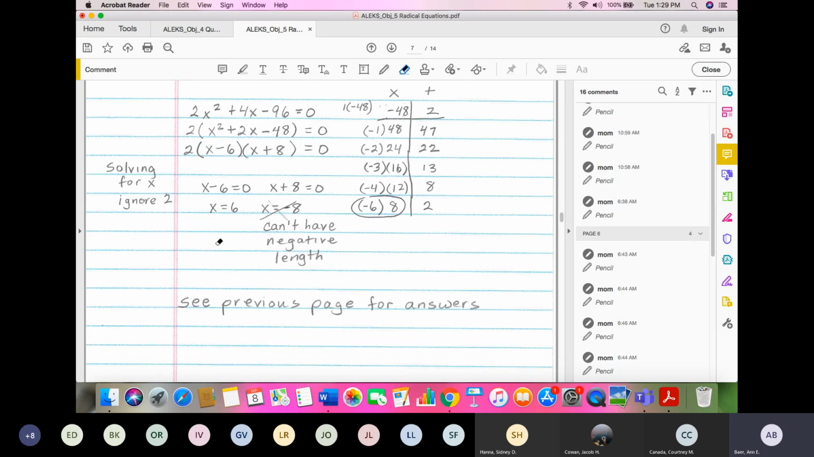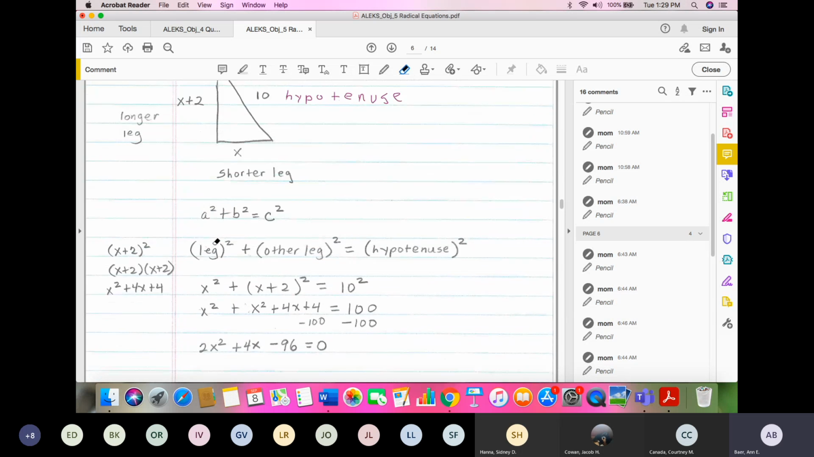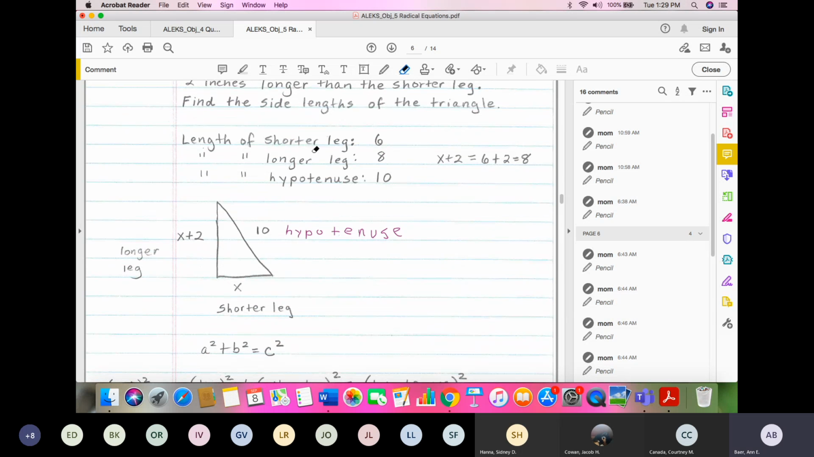Okay, so we know x is 6. We know that the shortest side is 6. So let's go back up here. The length of the shorter leg is 6. The length of the longer leg is x plus 2. Well, we know the length of the shorter leg is x, and that turned out to be 6. So we plug 6 in here for x, plus 2 is 8. So the length of the longer leg is 8. We were given the length of the hypotenuse. It's 10. So those would be our answers: 6, 8, and 10.